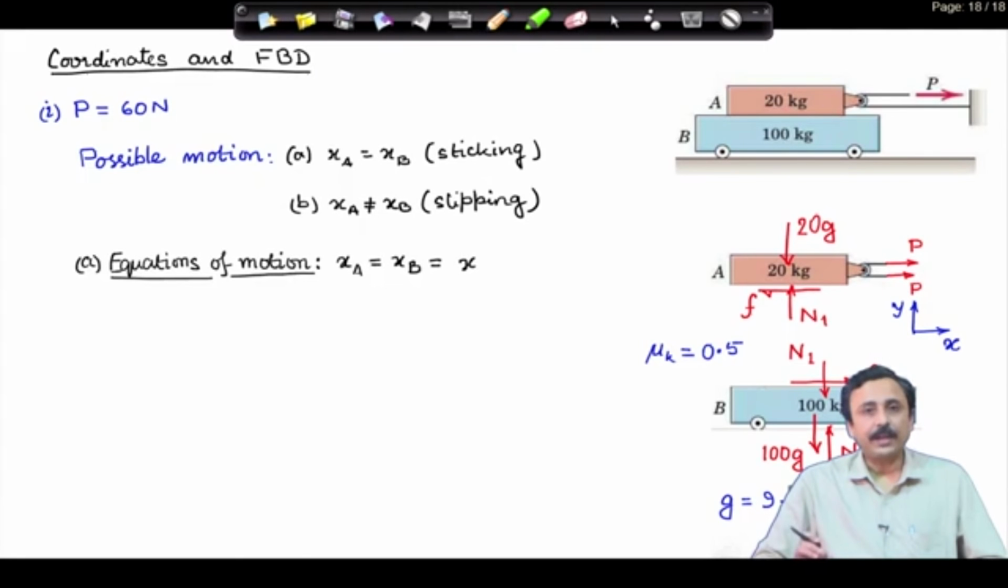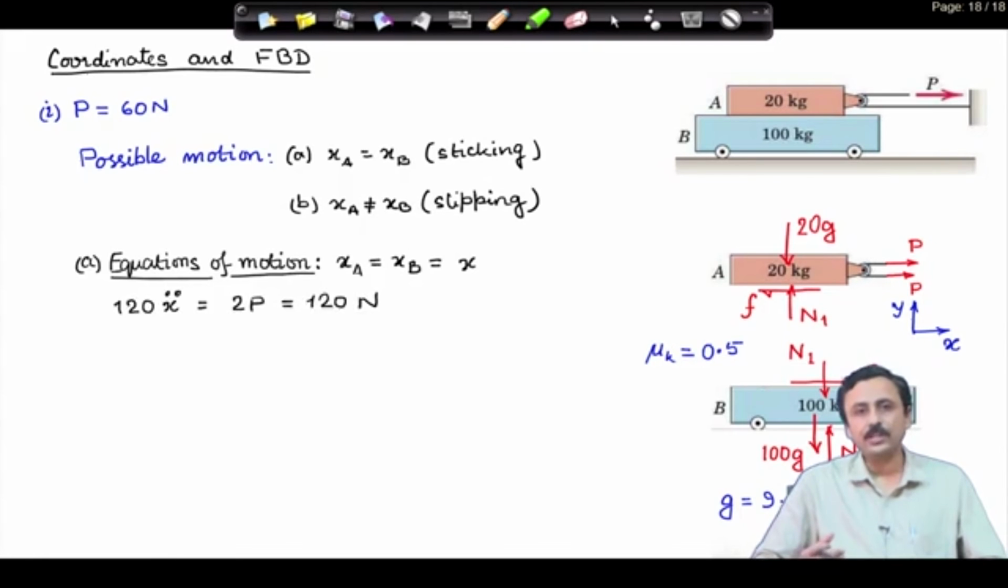Let us start with case A, the motion possibility A, which means the displacements of both the blocks are the same, which means velocity will be the same, acceleration will be the same. Let me make a simplifying redefinition that x_A is equal to x_B is equal to x, because they are the same.